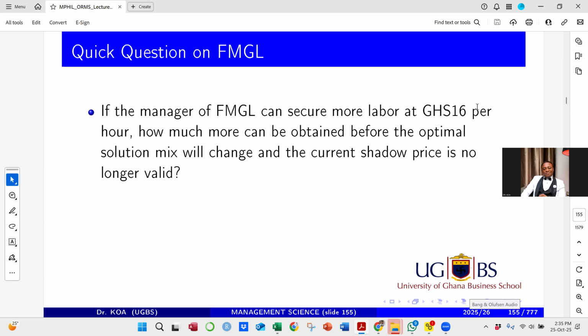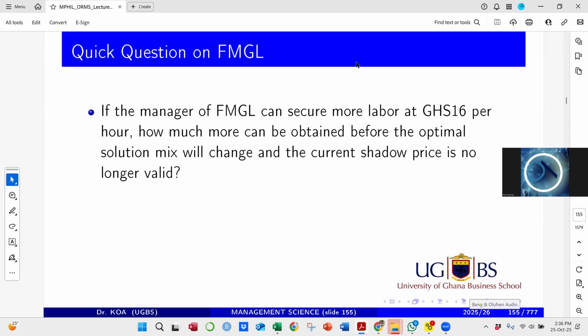Who can address this? How much more can you obtain? Kofi? 40, because that's the allowable increase, and that's the upper threshold. So once that is hit, then after that, everything with our mix will have to change.